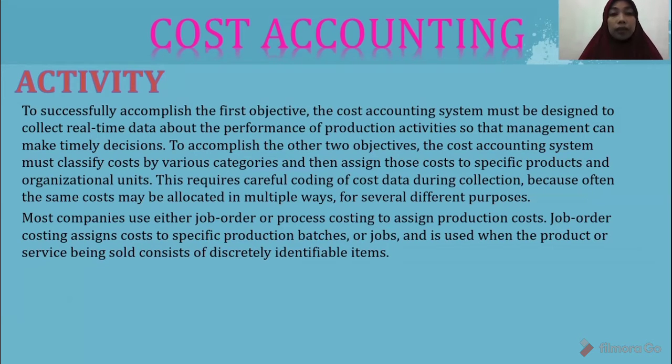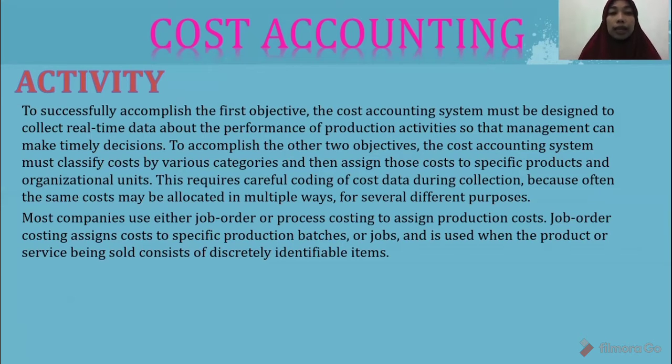To successfully accomplish the first objective, the cost accounting system must be designed to collect real-time data about the performance of production activities so that management can make timely decisions. To accomplish the other two objectives, the cost accounting system must classify costs by various categories and then assign those costs to specific products and organizational units. This requires careful coding of cost data during collection because often the same cost may be allocated in multiple ways for several different purposes. Most companies use either job order or process costing to assign production costs.